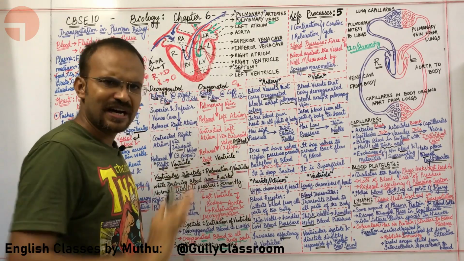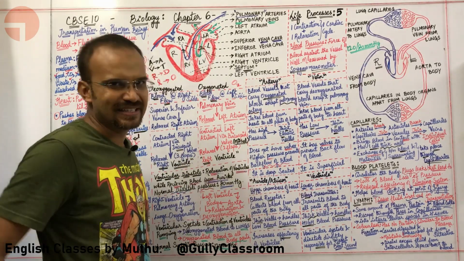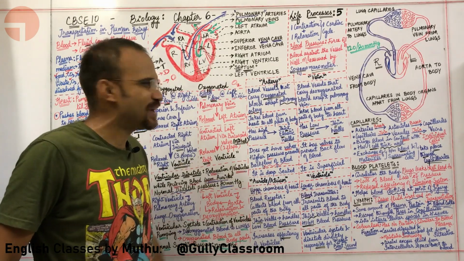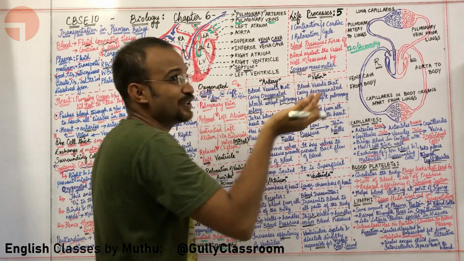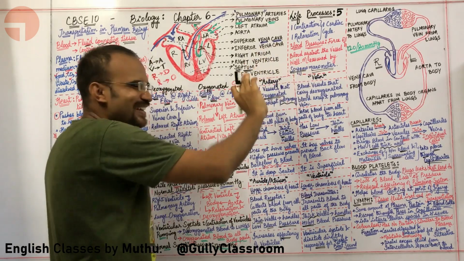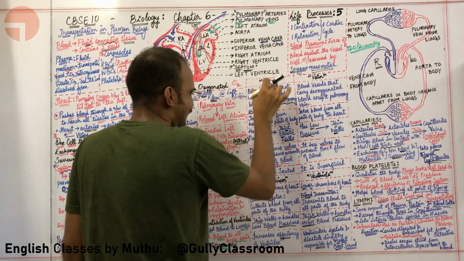Artery away from the heart, vein towards the heart. Simple. Blood vessels moving away from the heart are called arteries. Blood vessels moving towards the heart are called veins. Anyway, let us get to the actual points.